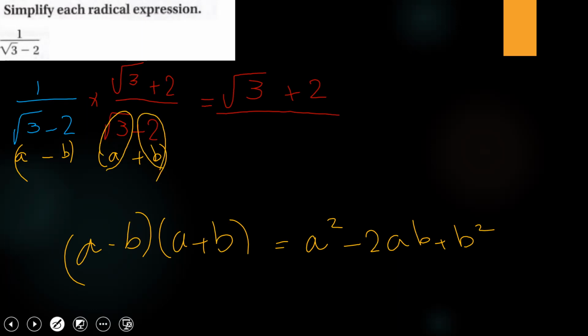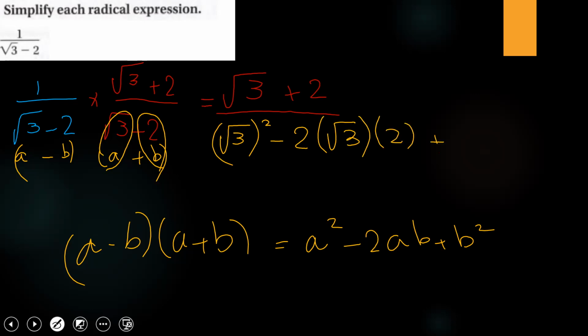So a squared, which is square root of 3 squared, minus 2 times a times b, where a is the square root of 3 and b is 2. Bravo. Plus b squared, where b is 2, which is 2 squared.